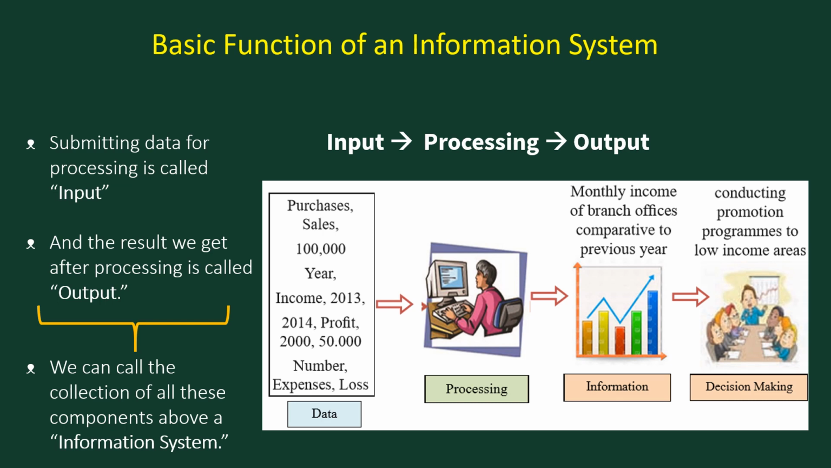Three main activities in an information system produce the information that we need to make decisions. These activities are input, processing and output. Input captures raw data and processing converts this raw data into a more meaningful form, which is known as information. Submitting data for processing is called input and the results we get after processing is called output. So this is known as an information system.